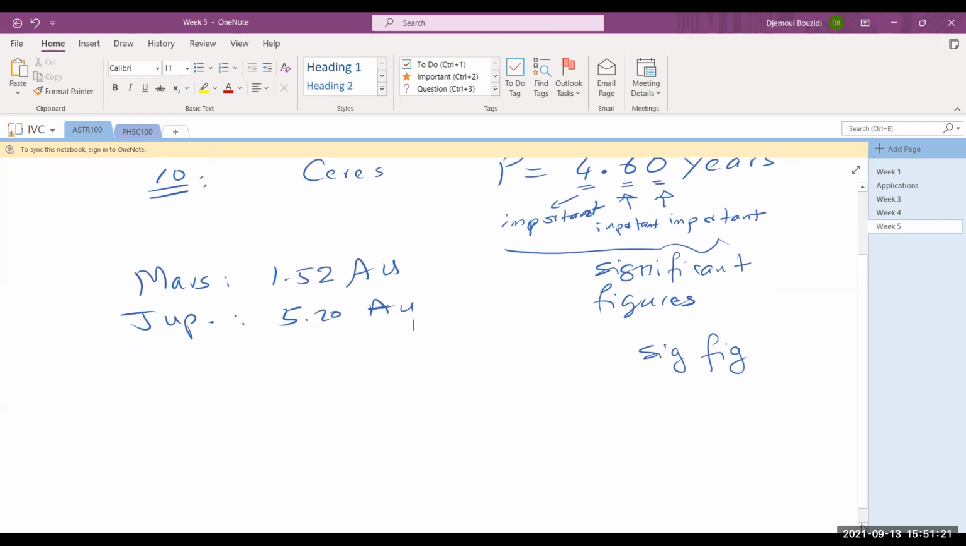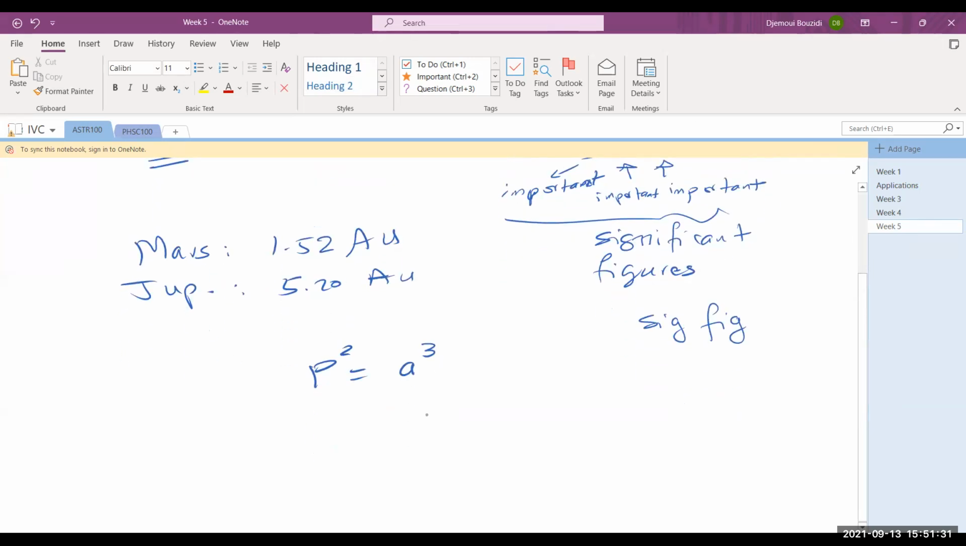So let's find A. We know that P squared is equal to A cubed. P is given as 4.60, so all I have to do is multiply 4.6 times 4.6 and equate that to A cubed. From there, we should be able to find A, because A should be the cube root of this number. Let me pick up a calculator, and hopefully you do too. I multiply 4.60 times 4.60, and my calculator tells me it's 21.16.